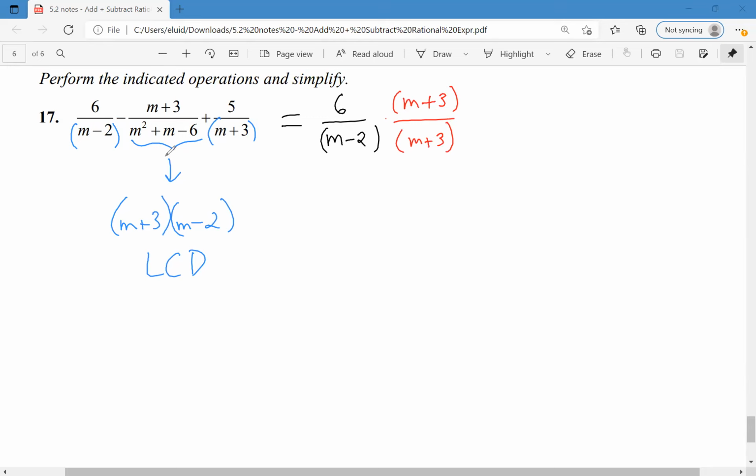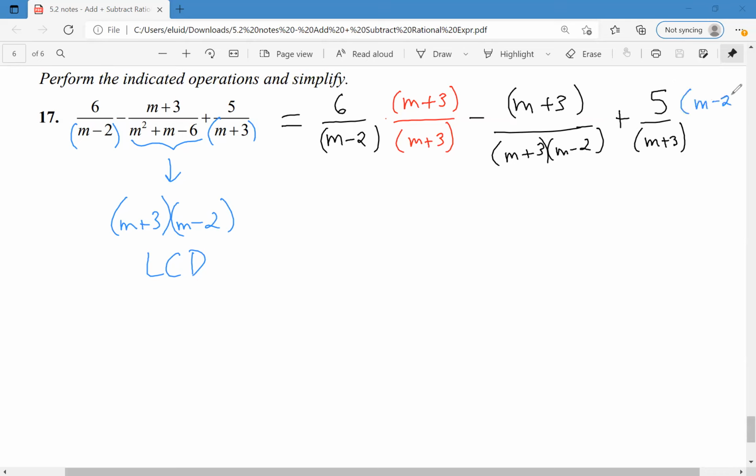All right, now the middle fraction, that middle expression, it's already good. We don't need to change it other than write it in factored form. So I'll just write minus m plus 3 over m plus 3, m minus 2. We already factored that denominator and it's all good. That is the LCD, so it's all set. No need to change it. And then plus 5 over m plus 3. What's missing from this one, it already has the m plus 3. What's missing is the m minus 2. So we'll multiply the top and the bottom by m minus 2.